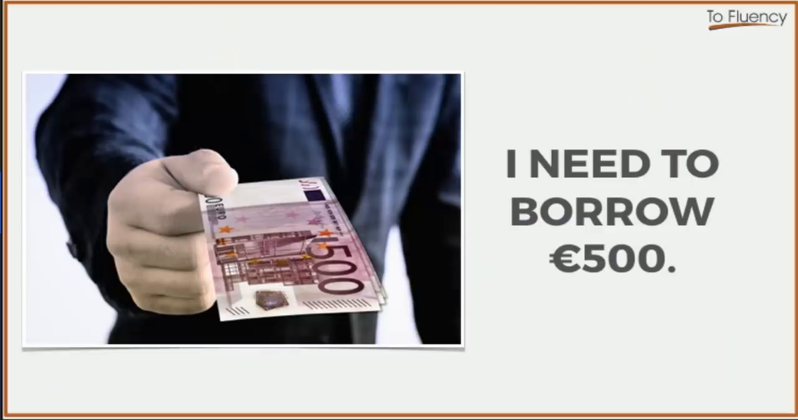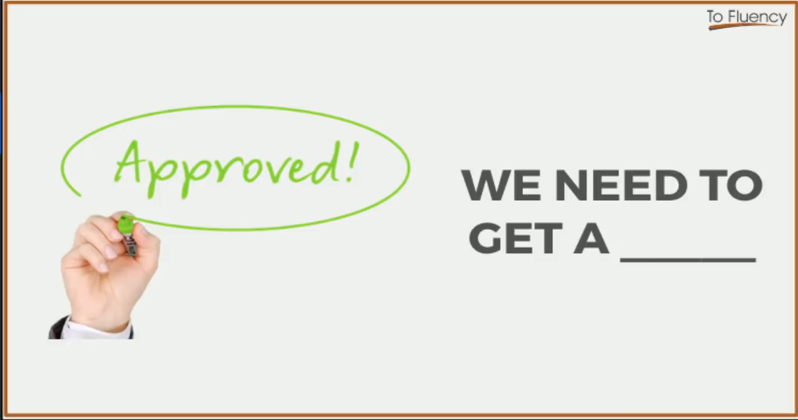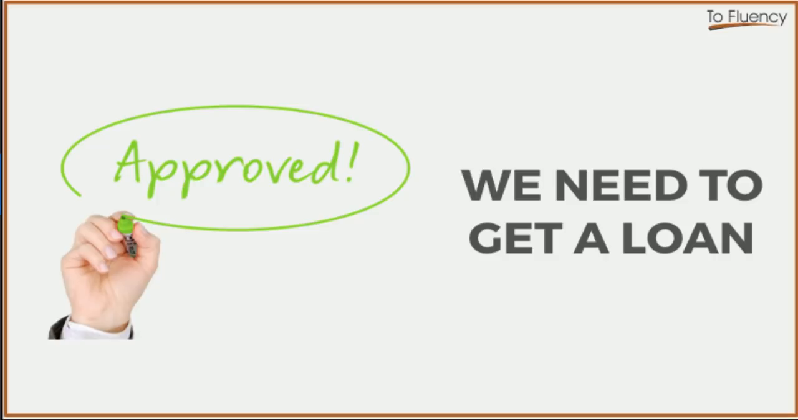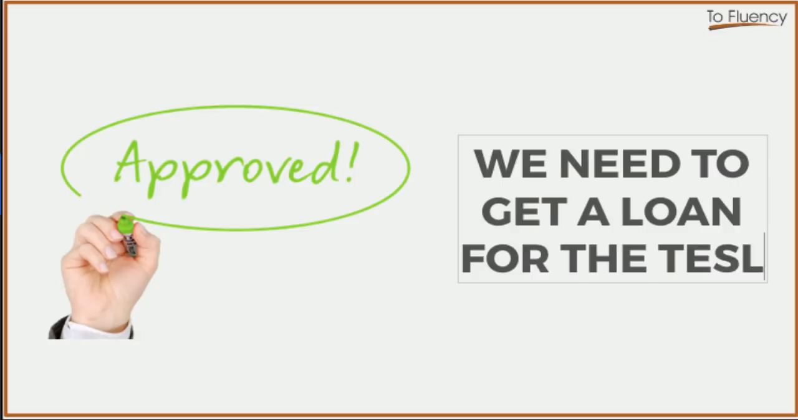Okay. Let's do one more. And then we've got three phrases and then details of the free gift. Can you lend me $1 million, please, Lolly? Okay, so we need to get a something. I know. Let me complete the sentence. We need to get a something for the Tesla. Can you complete this? 3, 2, 1. We need to get a loan for the Tesla. Okay, so we need to get a loan for the Tesla.